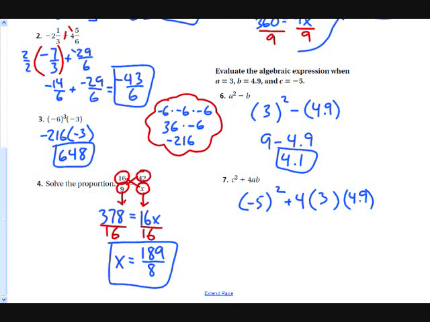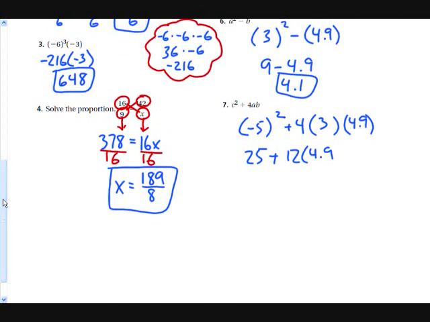So now I just have to work order of operations, -5 squared. And since the -5 is in parentheses, that's going to be a positive 25. Plus, here I just have to multiply 4 times 3 is 12. And now 12 times the 4.9 is going to give me a 58.8. And then the 58.8 plus the 25 is going to leave me with an 83.8. That's it. That's all there is to it.